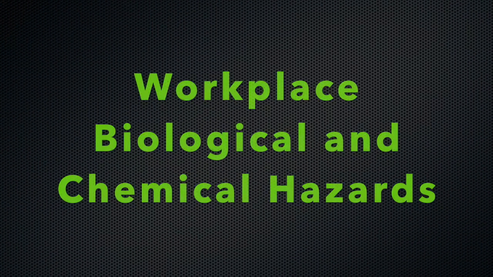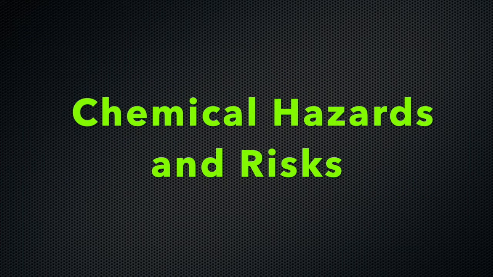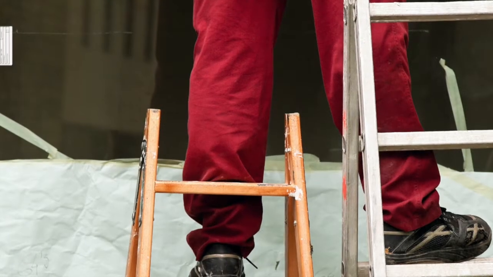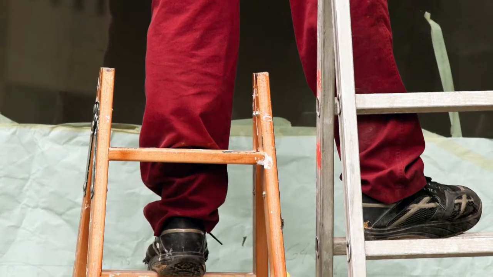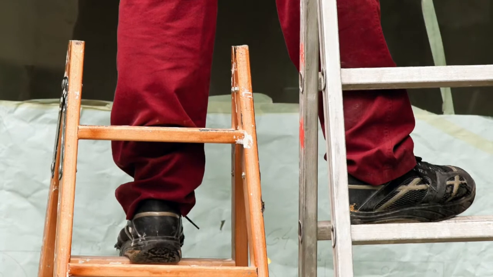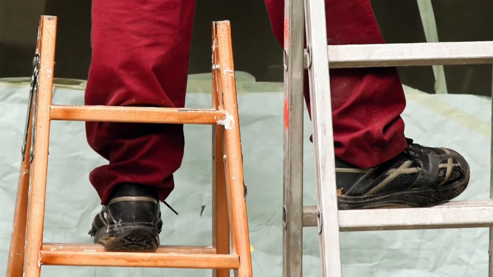This micro-credential deals with workplace biological and chemical hazards and consists of 4 targeted skills. This targeted skill will address understanding sources of chemical hazards and risks in the workplace. It's important that workers know how to handle the materials they encounter at work and recognize unsafe conditions in their workplace to keep themselves and others safe.